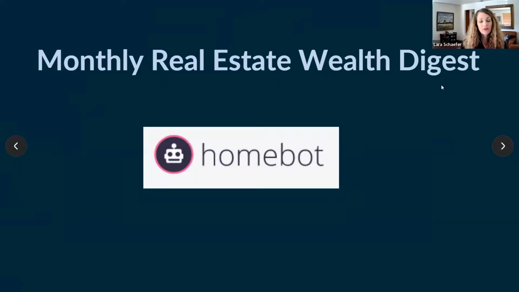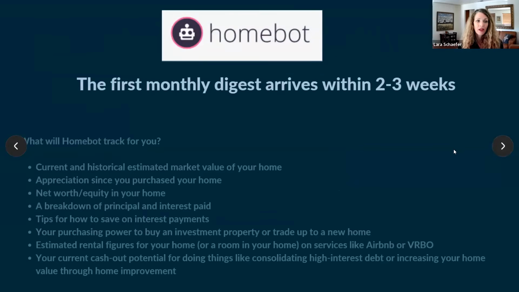So now once they've received that first email from the Art of Homeownership, it's telling them what they're going to be getting with the different services, and that all of this is free and you're offering it to them. I wanted to sort of show you what the other email communications are going to look like from the companies that are sending them out. So that monthly real estate wealth digest through HomeBot.